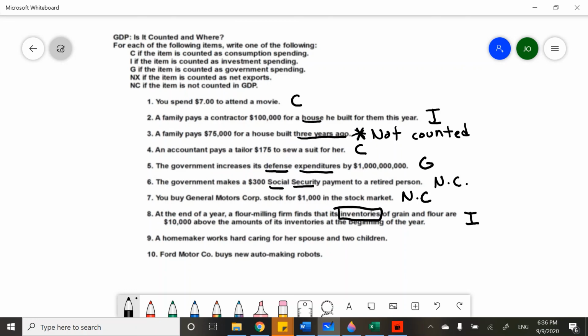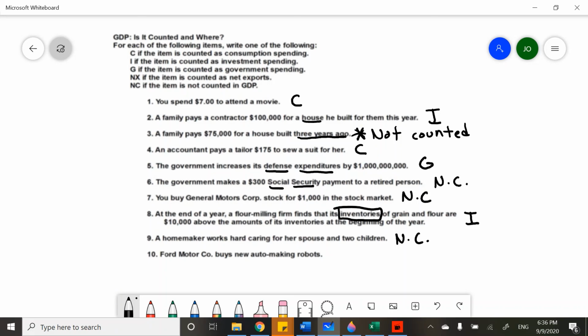Number 9, a homemaker works hard caring for her spouse and 2 children. Now, this is one of the things that GDP doesn't count. Technically, a homemaker is making production. He or she is providing services to their families. However, this is production that doesn't count because there's no way of figuring out how much production is being made. So this one, unfortunately, will not count. This is one of the reasons why GDP is undervalued, because things like household production is not counted.